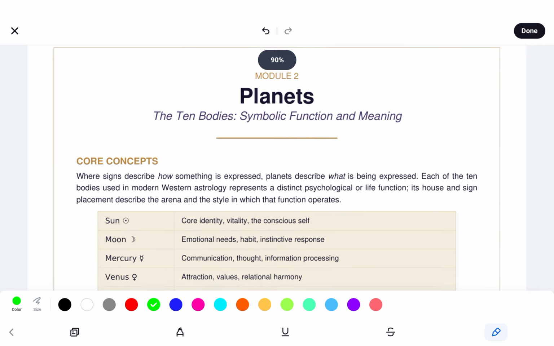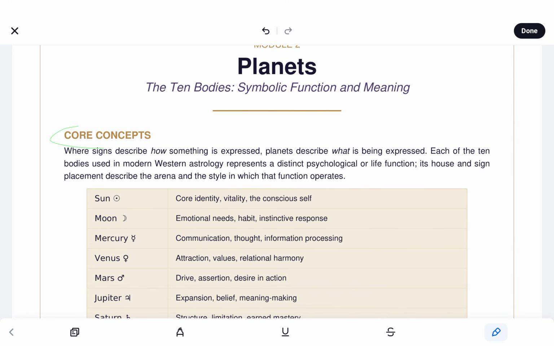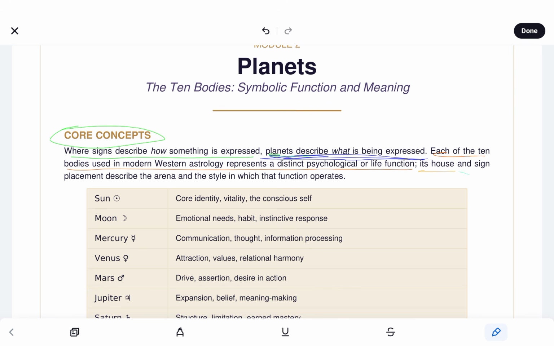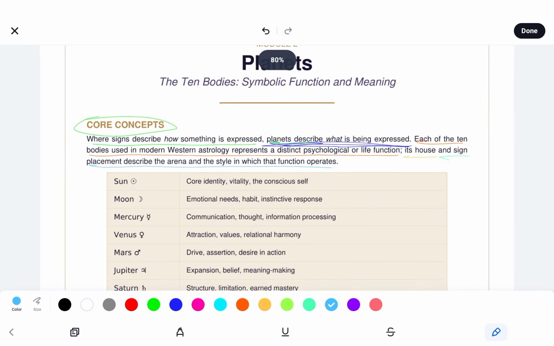Next is planets, 10 bodies, symbolic function and meaning. So where signs describe how something is expressed, planets describe what is being expressed. Each of the 10 bodies used in modern Western astrology represents a distinct psychological or life function. Its house and sign placement describe the arena and the style in which that function operates.